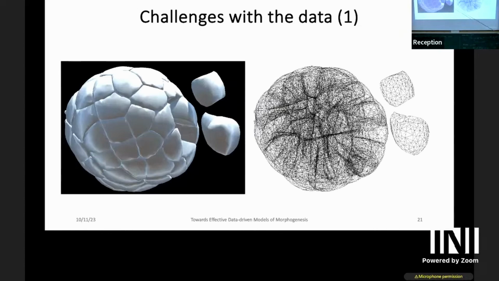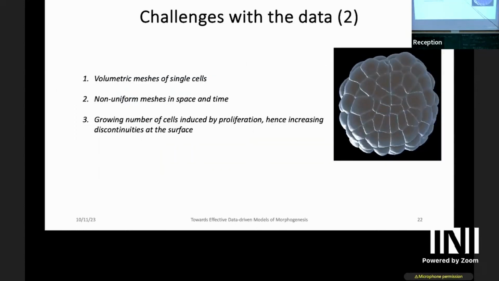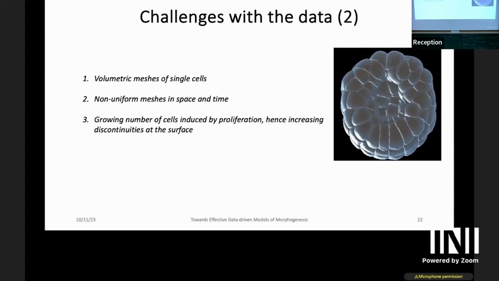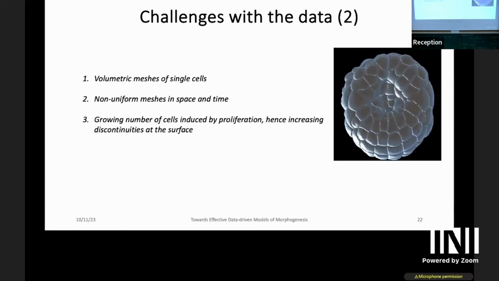So we have individual cells, and you can see that there are a few challenges with this data. First of all, there are volumetric meshes of single cells. Second, the meshes that we receive are not uniform.